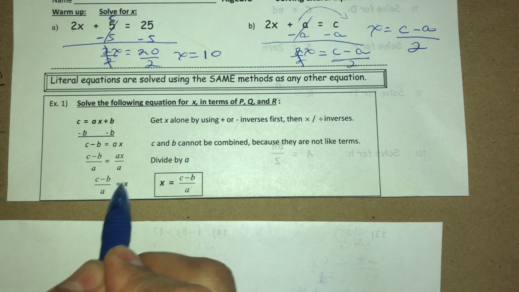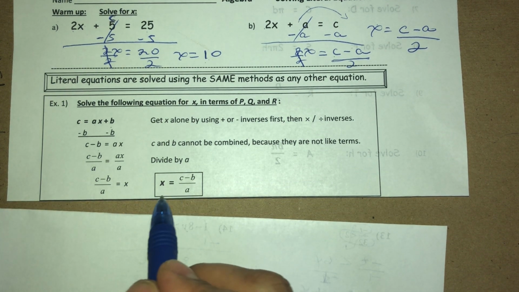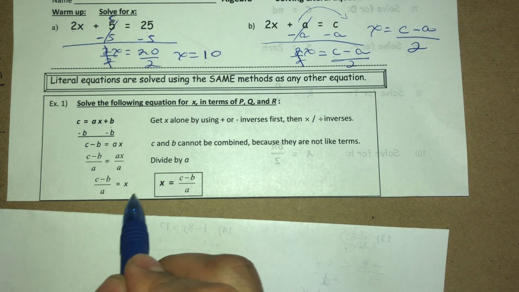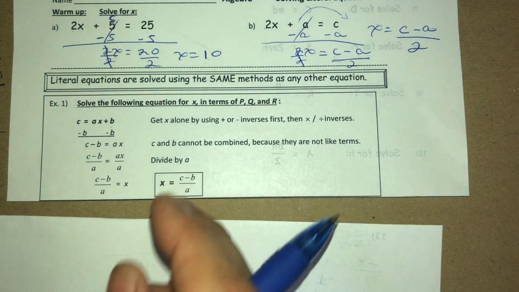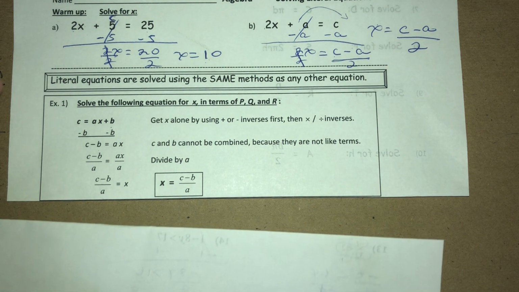X equals that. Now, this answer is correct, but because you are used to seeing the x on the left side, you can just switch it, and nothing is going to change because you already have the two sides equal to each other. So that's basically what we're doing. So let's get to work.